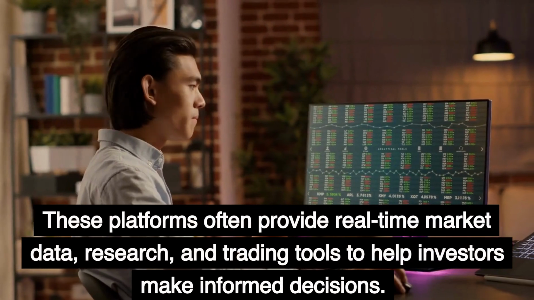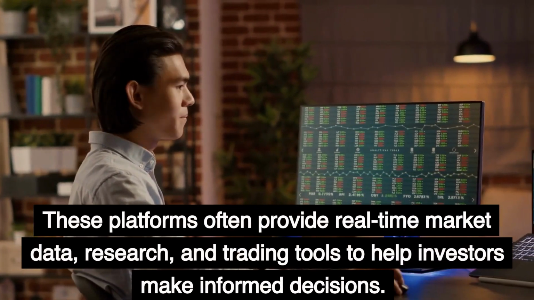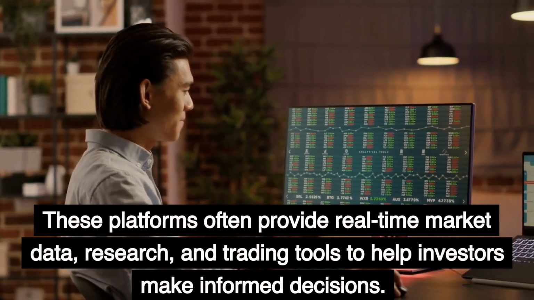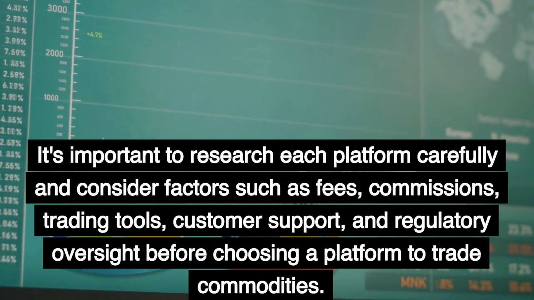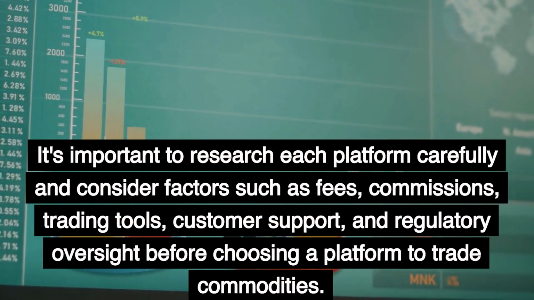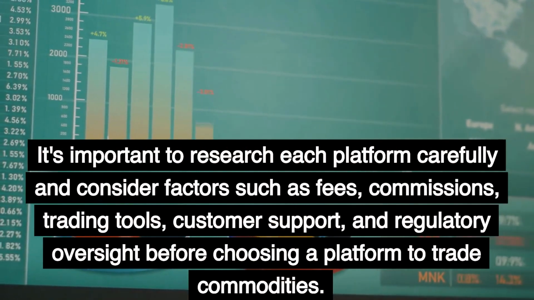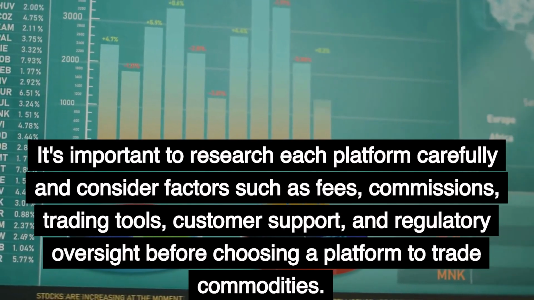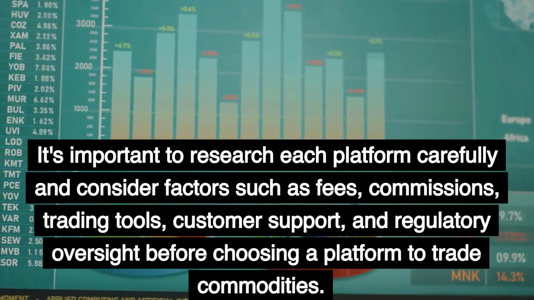These platforms often provide real-time market data, research, and trading tools to help investors make informed decisions. It's important to research each platform carefully and consider factors such as fees, commissions, trading tools, customer support, and regulatory oversight before choosing a platform to trade commodities.